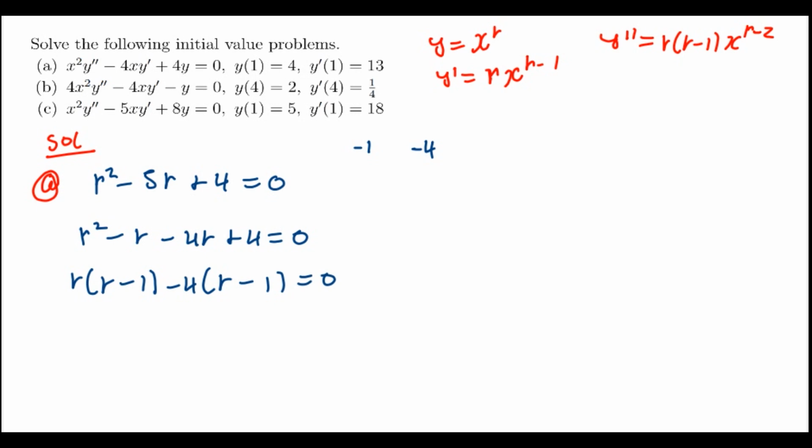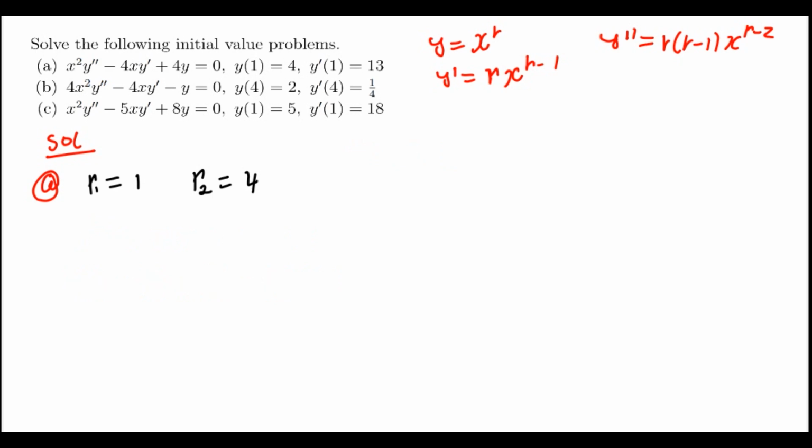So here it so happens that our values of r, r1 is equal to 1, then r2 is equal to 4. Now looking at the nature of the values of r that we have, these are real distinct roots. So we know the general form: y of x equals c1, that's just a constant, multiplied by x to the power r1, plus c2 times x to the power r2.